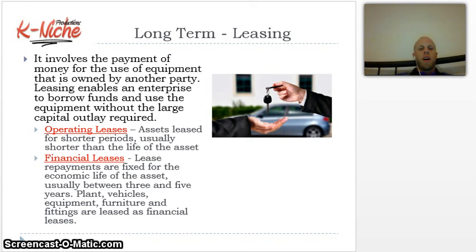Financial leases are for the economic life of the asset, so that's usually between 3 and 5 years. Plant, vehicles, equipment, furniture, and fittings are the ones that are mainly leased as financial leases. Remember, over time, assets will depreciate as well, so this means that a business isn't left with a heavily depreciated asset, which means that they will not be able to recoup their costs as much.